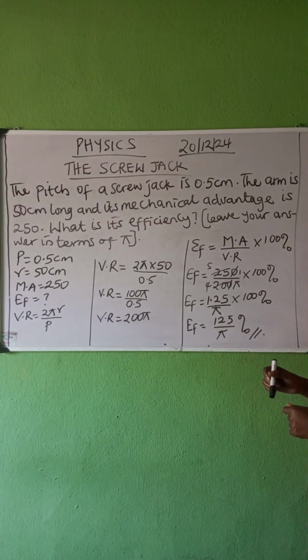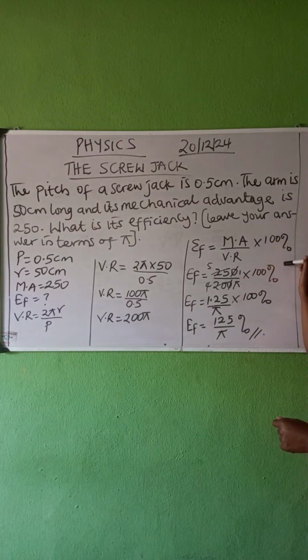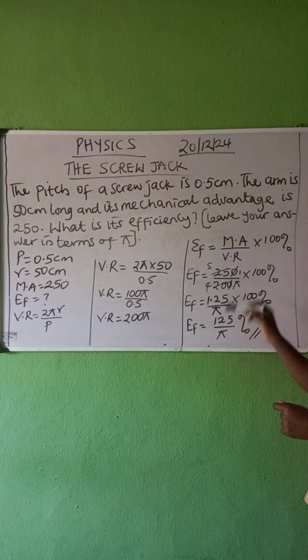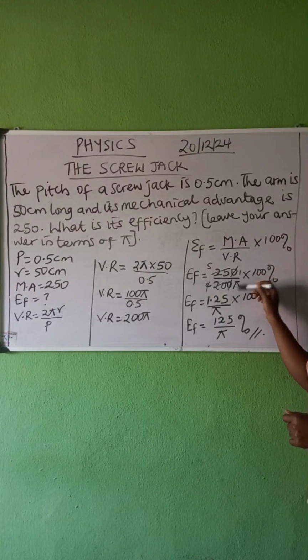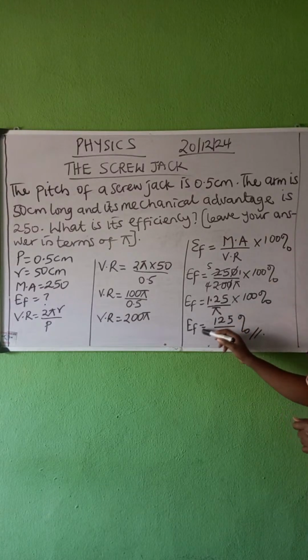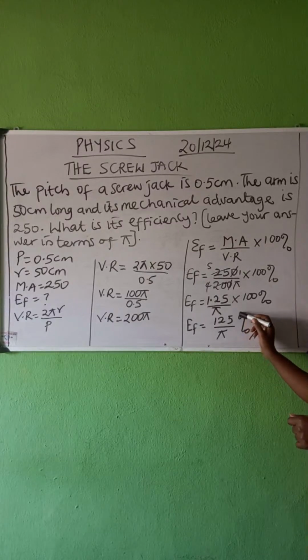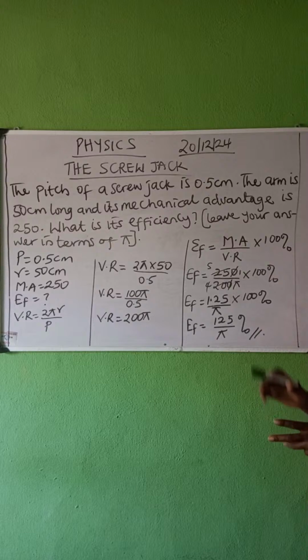Now, efficiency is equal to MA over VR multiplied by 100%. Okay, so my MA is 250, my VR is 200 pi. Now I have to divide to get 1.25 over pi multiplied by what? 100. Now efficiency is equal to 125 over pi what? Percent. Is that clear? Right.